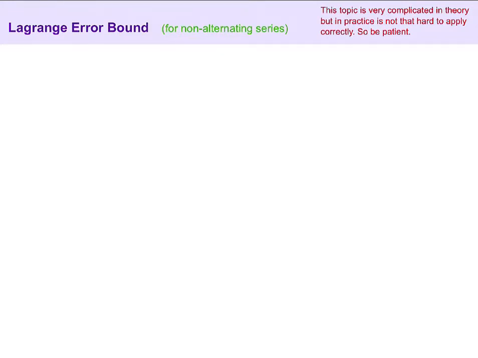Okay, the second kind of error bound that we're going to learn about is for when the series is not alternating. It's a little bit trickier at first, and the theory behind it is pretty complicated and it looks scary, but I do promise that in practice it's not hard to use this idea to get the correct answers to the question you're being asked.